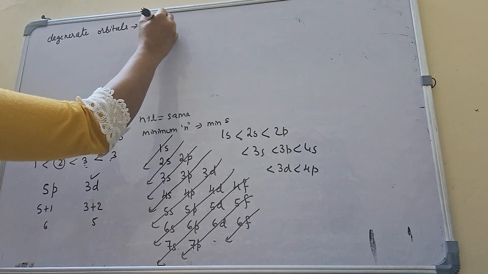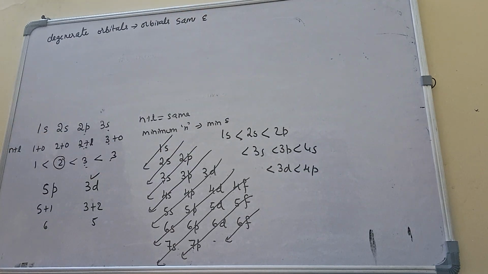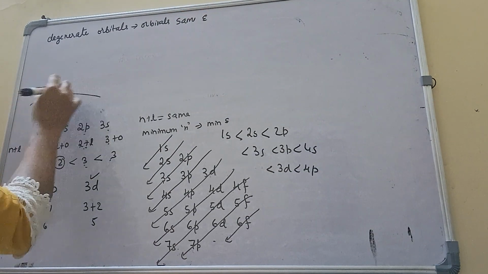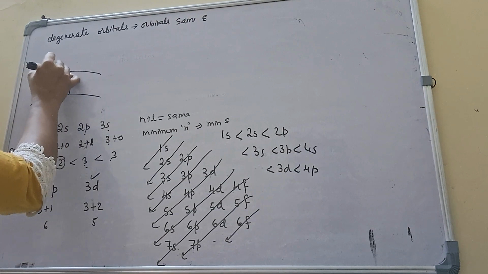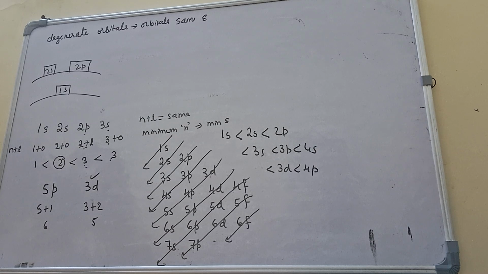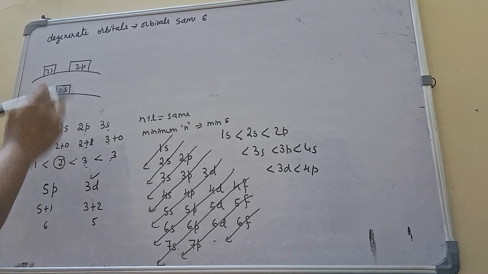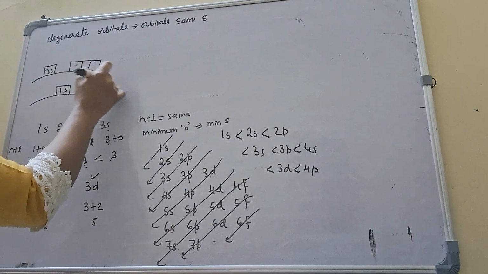Orbitals with the same energy are called degenerate orbitals. Let us go back to this diagram. So this was your 1s, and here you had 2s and 2p. This was the subshell. 1s had only one s orbital, so we cannot talk about degenerate here. But if you are talking about the 2p subshell, it has 3 orbitals, right?